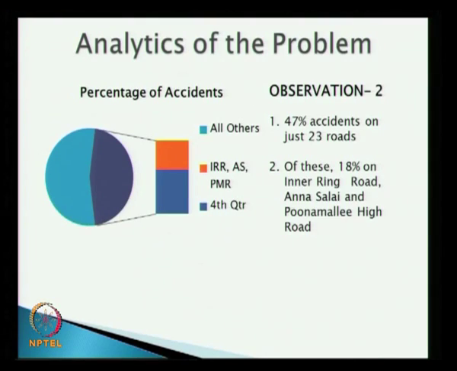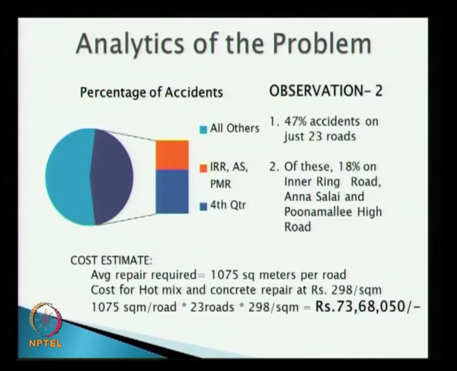Another surprising figure which came to sight was that the road accidents in Chennai were concentrated largely on 23 roads. About 47% of the total accidents were on roads such as Anna Salai, Inner Ring Road, etc. I analyzed the cost required for repairs of these roads, and voila, only 74 lakh rupees, a fraction of 51 crores.